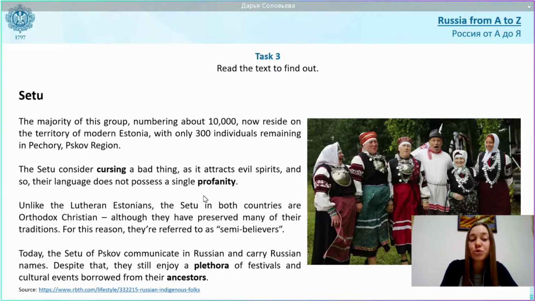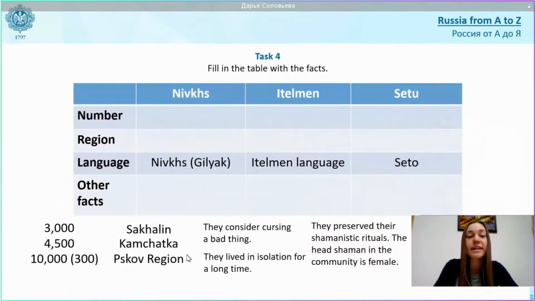And they still enjoy a plethora of festivals, plenty of festivals, plethora, a lot, изобилие. And cultural events borrowed from their ancestors, from their parents, from their grandparents, and so on. Ancestors. То есть предки. And now let's fill in the table with the facts about these peoples.